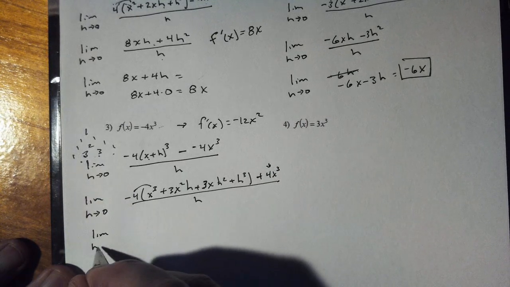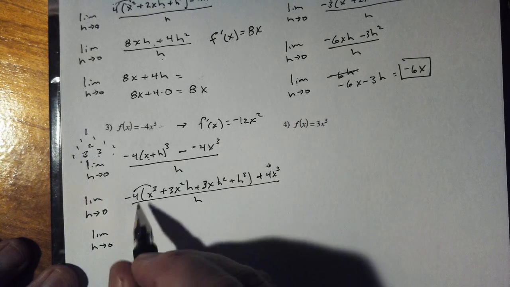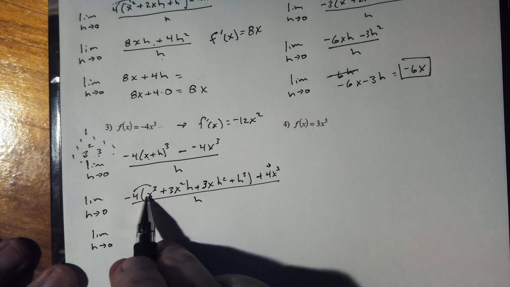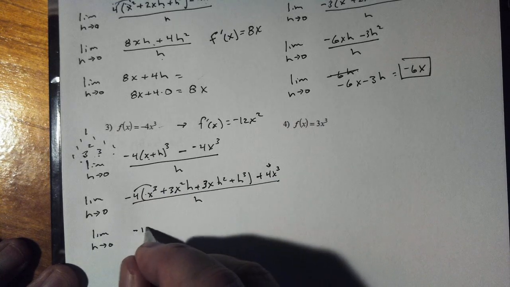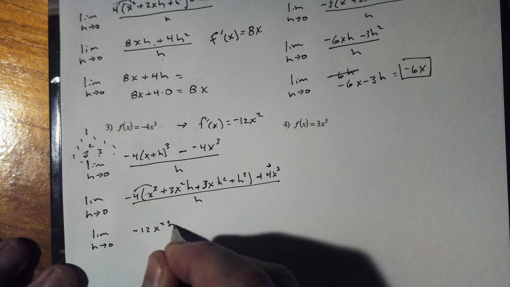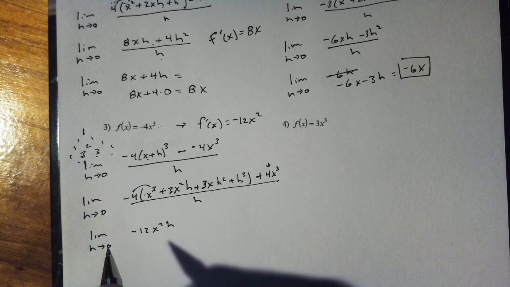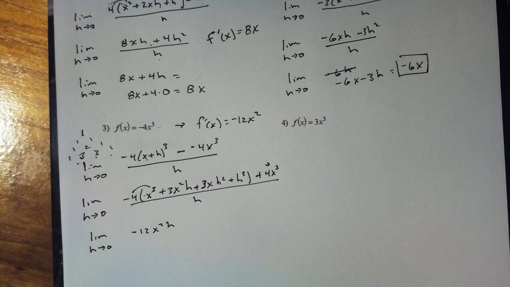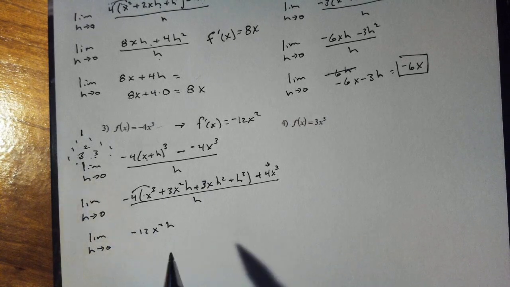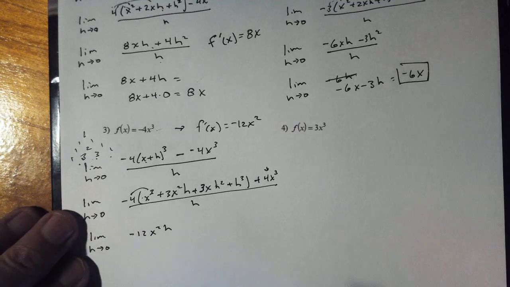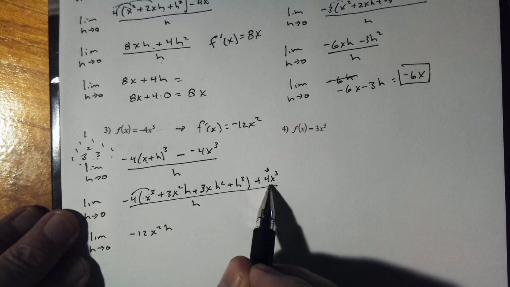So limit as h approaches 0. This cancels. I get -12x squared h. Let's hope I didn't freeze up here. Good, good, good. Sorry about that. Little technical difficulty. I think only on my end. Maybe you had a black screen for a moment. Okay. -4x cubed cancels 4x cubed.